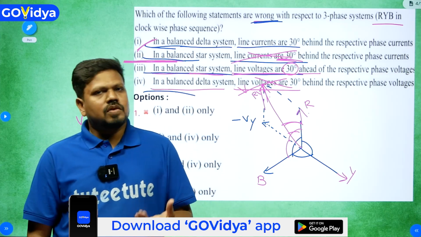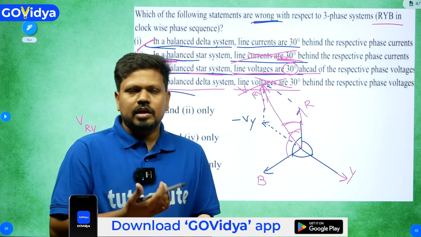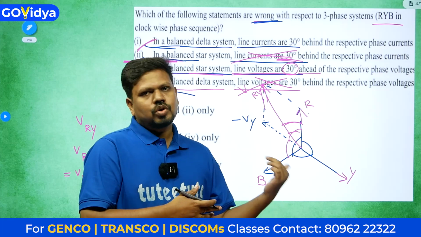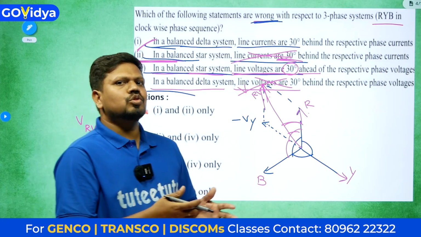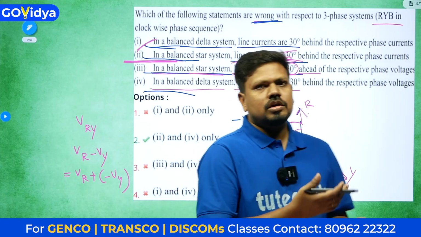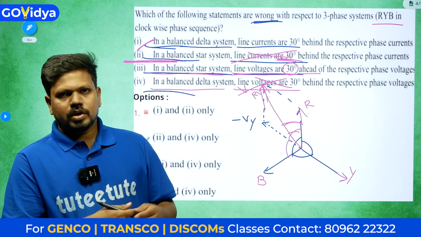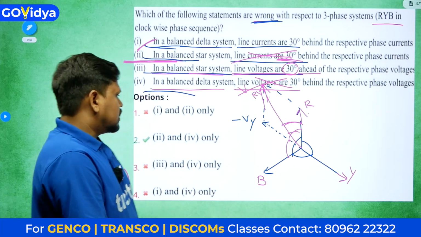So no need to do the three-phase system, no need to understand the entire three-phase system. If you have done the 2 wattmeter method, then you can directly answer this. Otherwise, you should know whether voltages are common in a star, or currents are common in the star. Like that we can solve this question directly.